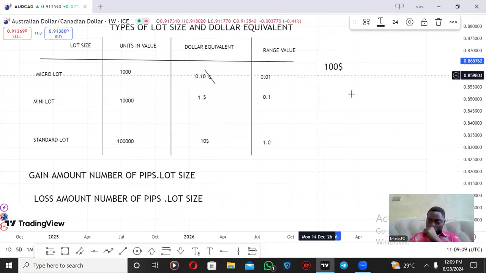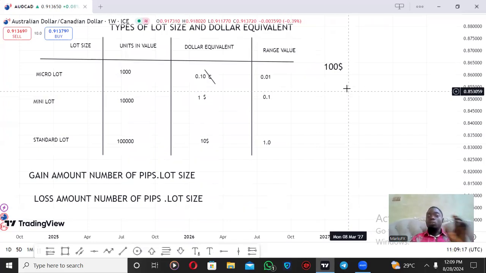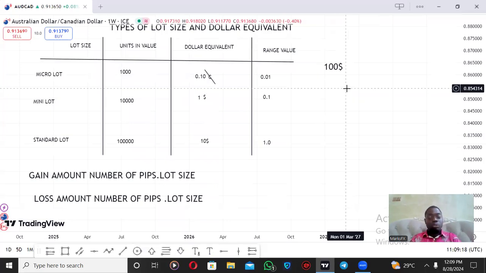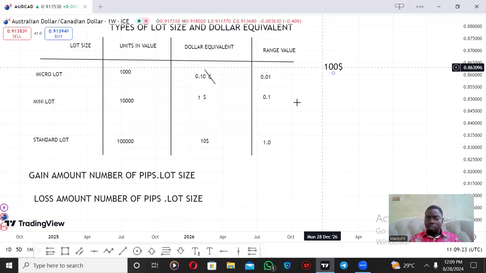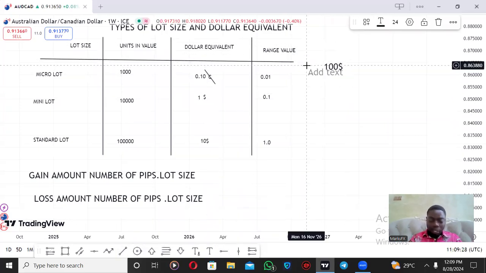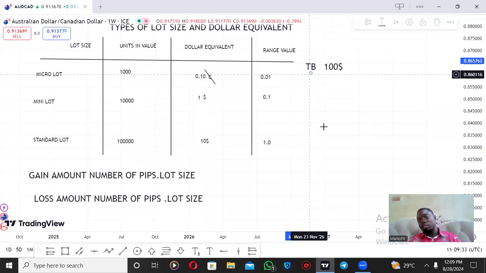You have this account and you want to trade. You don't know how much you want to lose, but you just want to trade. Now, for you to determine how much money you are going to lose, this is very simple. This is your total balance, your TB. So this is your total balance, $100.